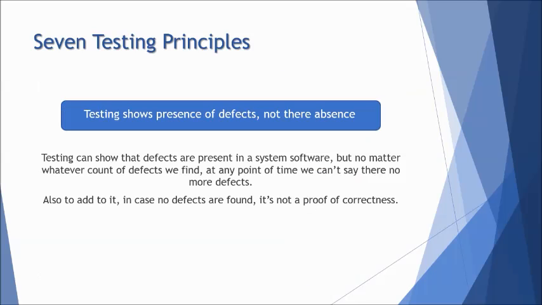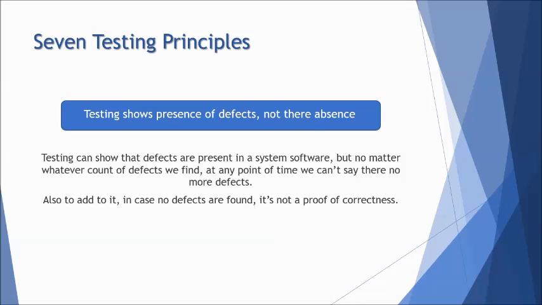Starting with the very first principle: testing shows presence of defects but does not prove their absence. Now we understand, being a good tester, that testing is a way by which you find defects. As an objective of testing, you generally find defects in the application or in the product when you test it. But no matter how much you would have tested so far, and whatever number of severe defects you would have found, at any point of time you cannot make a statement that there are no more defects.